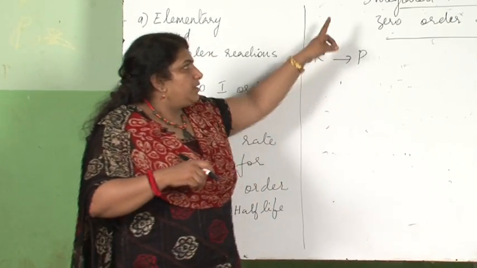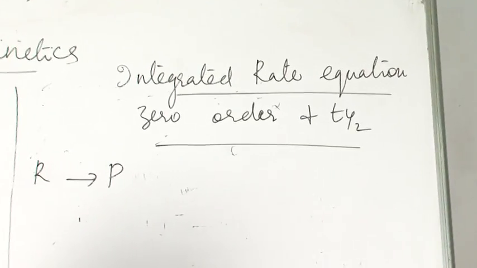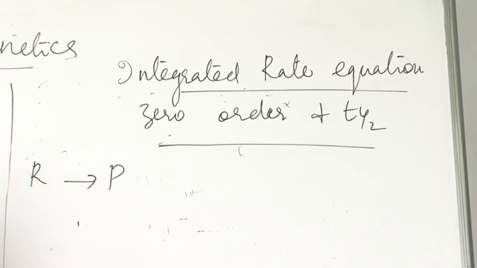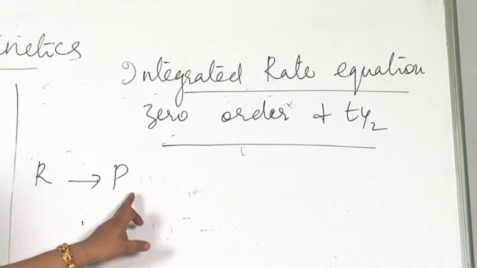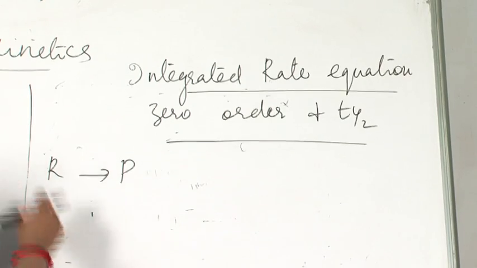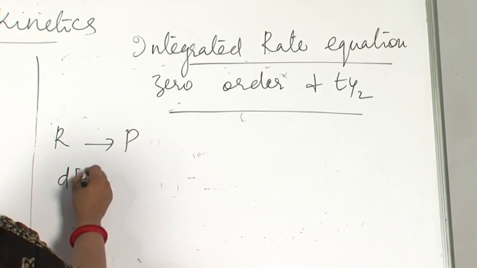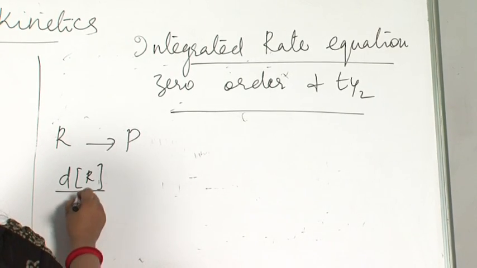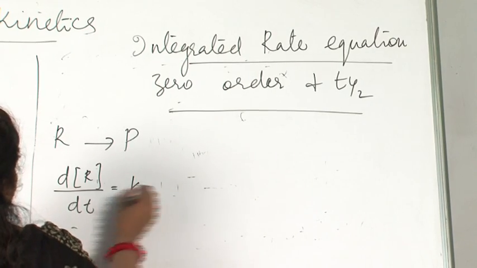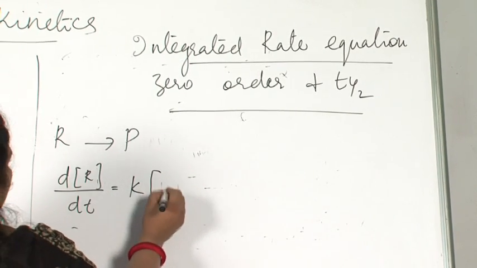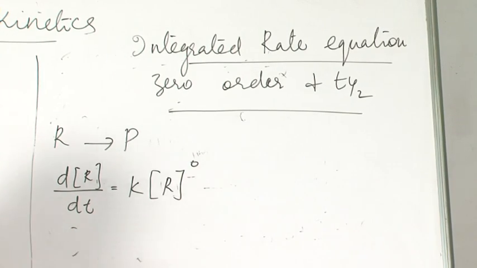We are deriving the integrated rate expression for a zero order reaction. As you know, for a zero order reaction, rate is independent of concentration. Consider a reaction where reactants give products. If I write the rate expression, dR/dt is equal to K into, this is rate, na? Rate is equal to K into concentration of R raised to 0.